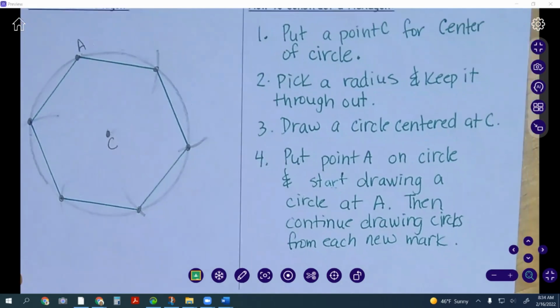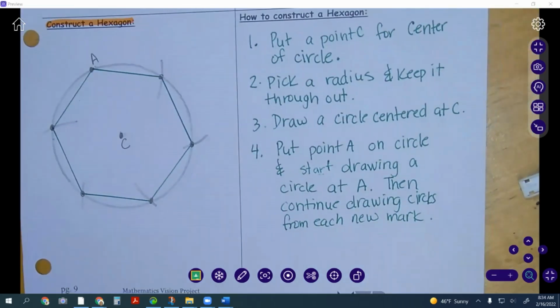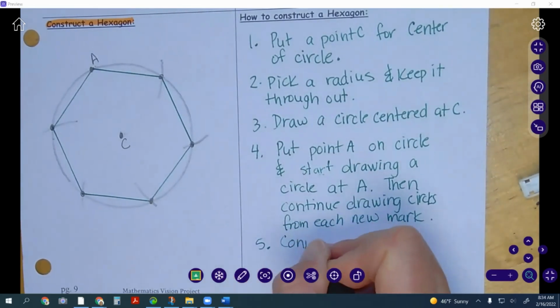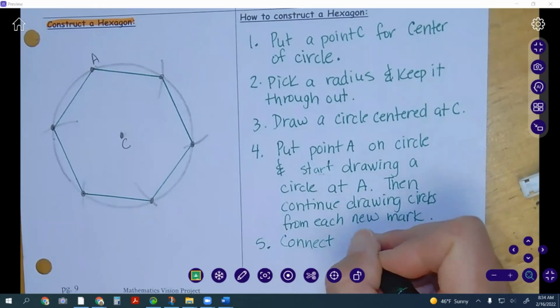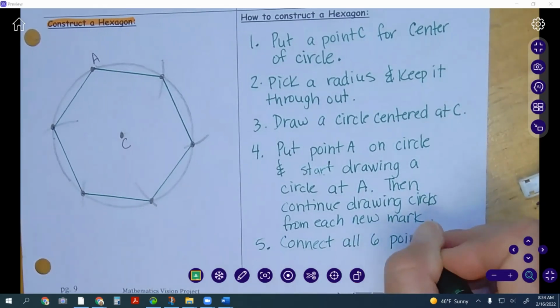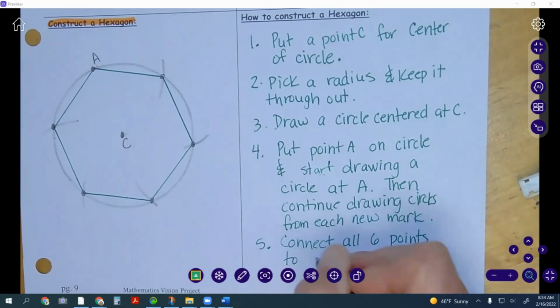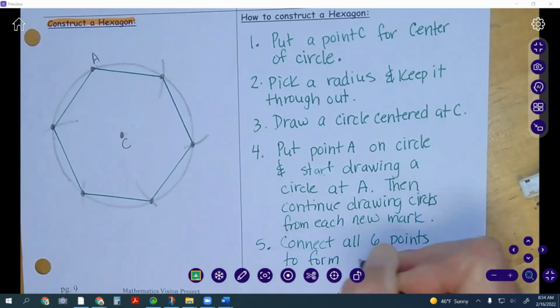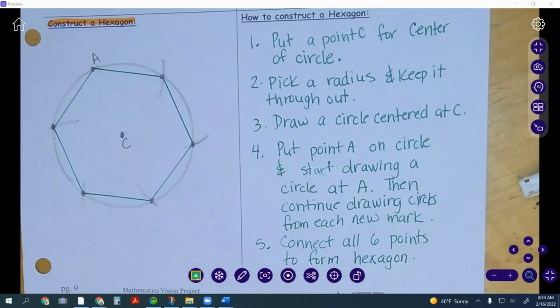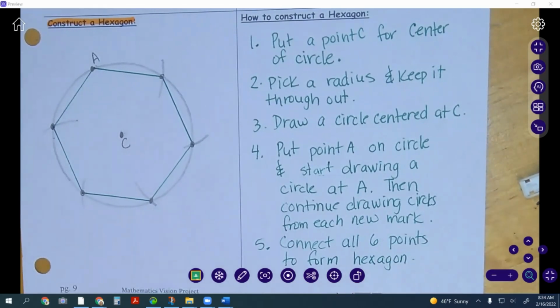And then the very last step, you want to make sure you actually answer the question and do what they're asking. Connect all 6 points to form your hexagon.